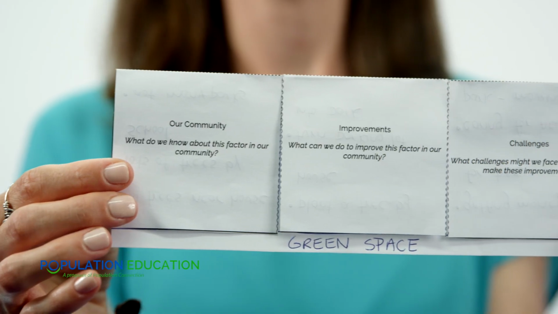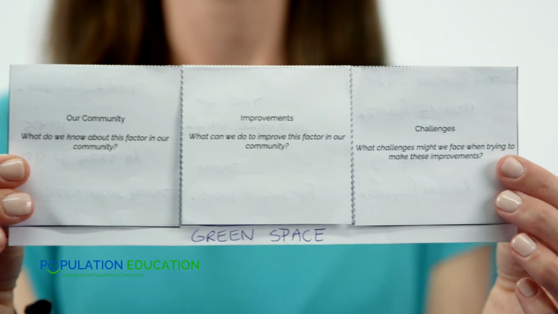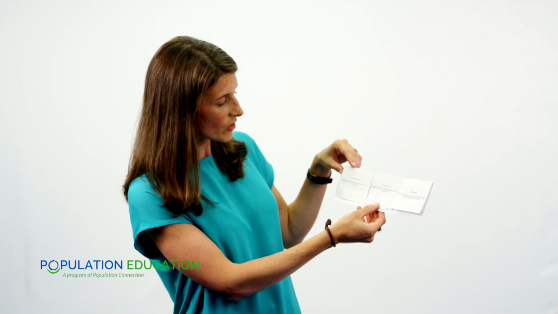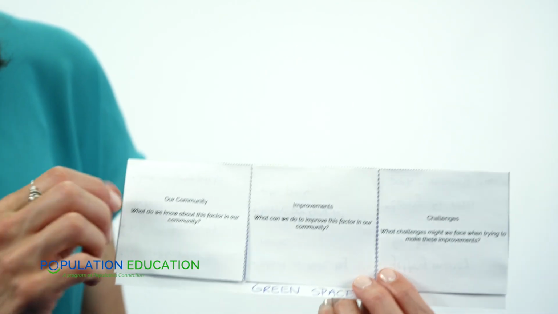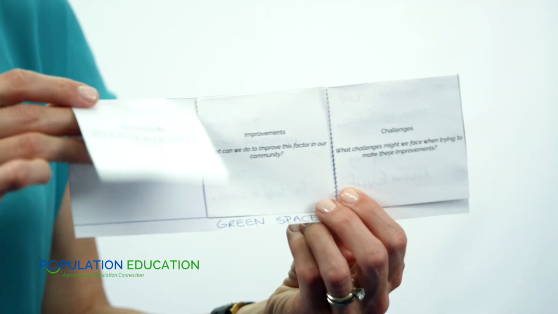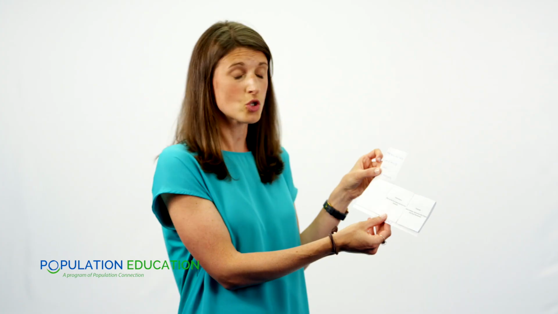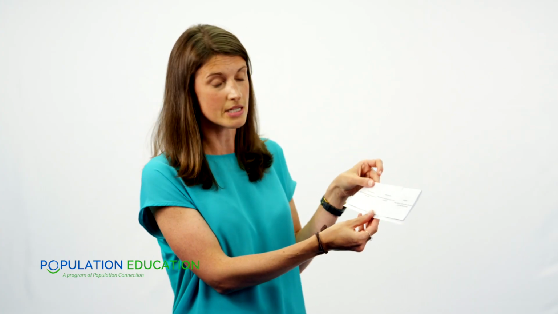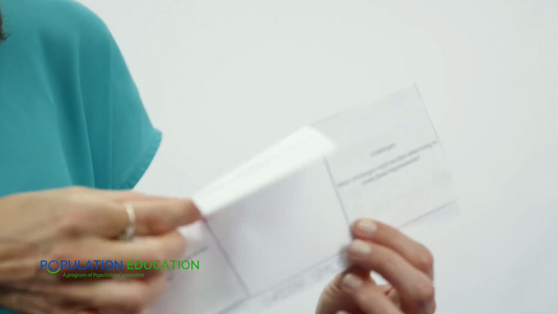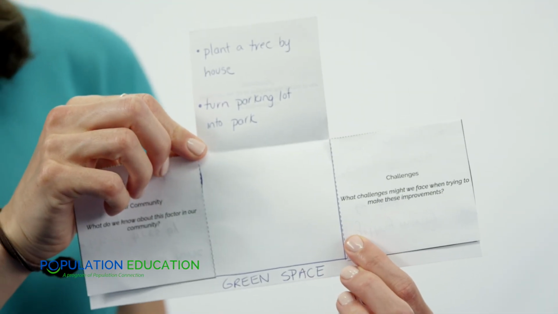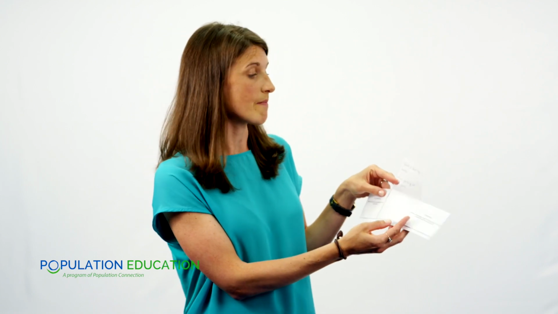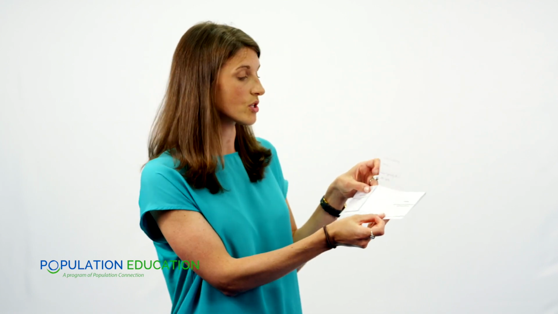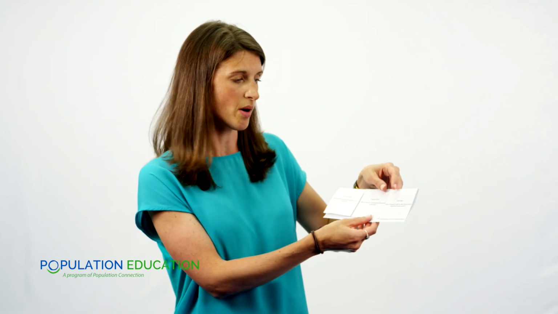And I've created a foldable here using the example for green space as the factor. The first thing they'll do is consider what they already know about this factor in their community. What do they observe? So for example, they might observe that there aren't any trees by their house, but there are lots of trees by their school. Next, they consider what improvements could be made regarding this factor in their community. So for example, they may plant a tree by their house or turn a parking lot into a park.